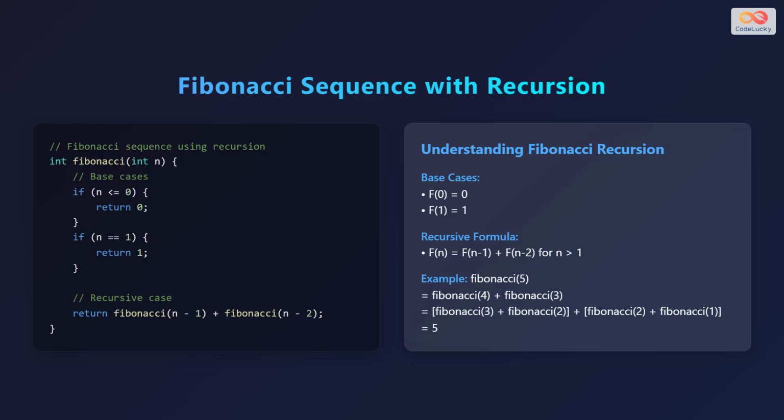Here's how it works. The base cases are that f of 0 equals 0 and f of 1 equals 1. The recursive formula is f of n equals f of n-1 plus f of n-2 for n greater than 1. For example, Fibonacci of 5 is equal to Fibonacci of 4 plus Fibonacci of 3, which is equal to Fibonacci of 3 plus Fibonacci of 2 plus Fibonacci of 2 plus Fibonacci of 1, which equals 5.